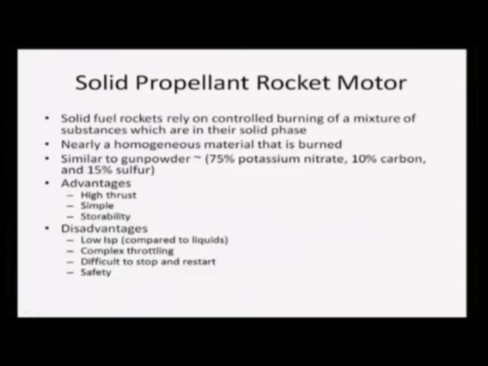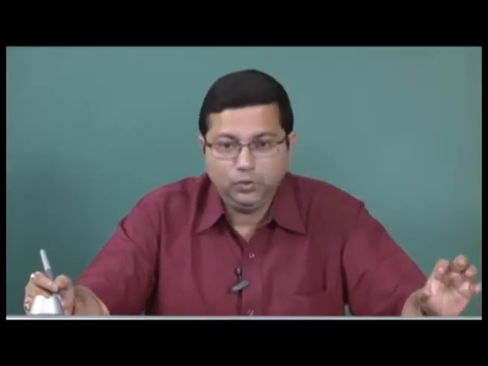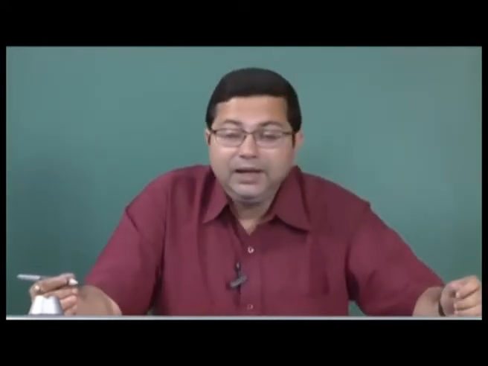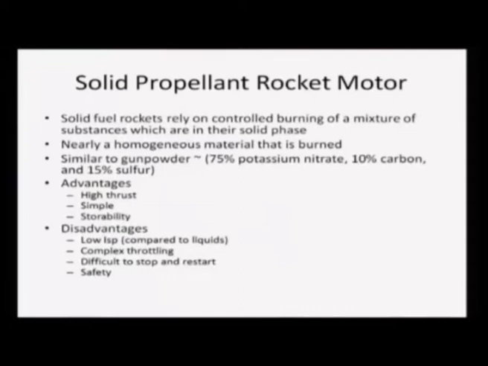However, as with any other device, there will be some disadvantages as well. The main disadvantage is that the specific impulse compared to liquids is fairly low. If you recall, towards the beginning of this course, I discussed the specific impulse for different types of rockets. For solid propellant rockets, the specific impulse is in the range of 200 to 300 seconds, whereas a liquid propellant rocket, let us say a cryogenic rocket, can reach as high as 450 seconds. So, almost double the specific impulse can be obtained by a liquid propellant rocket compared to a solid propellant rocket.